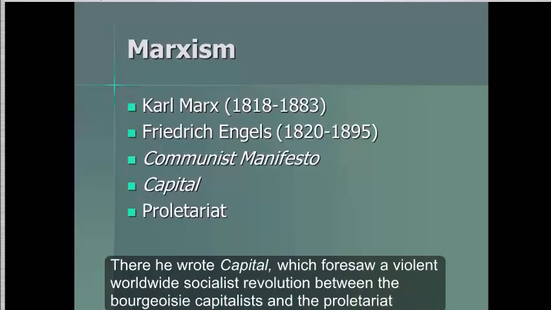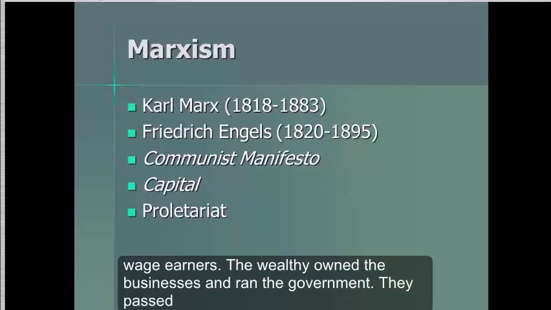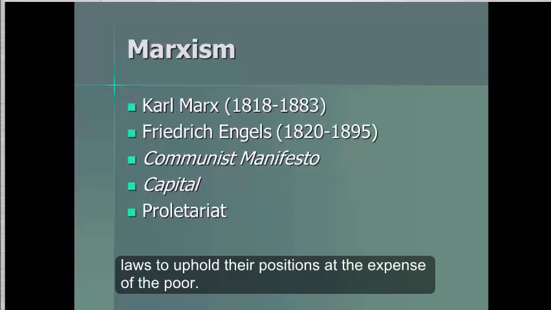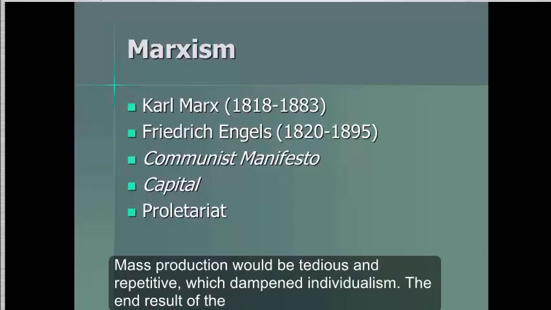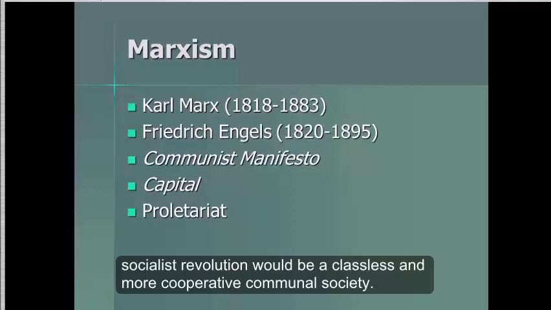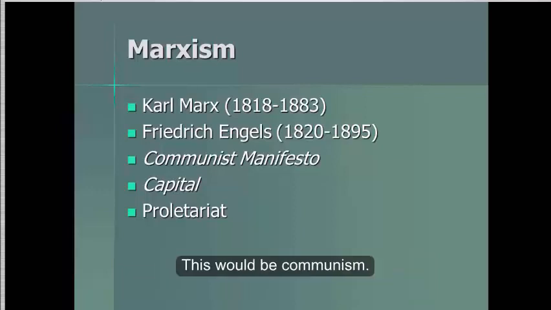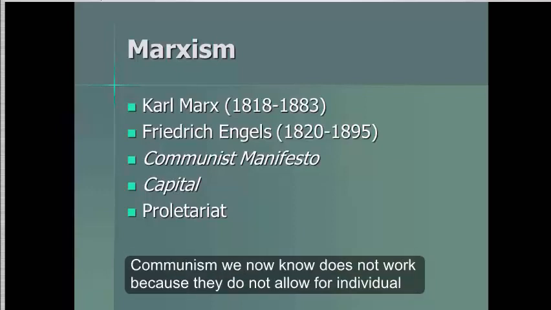There he wrote Capital, which foresaw a violent worldwide socialist revolution between the bourgeoisie capitalists and the proletariat wage earners. The wealthy owned the businesses and ran the government. They passed laws to uphold their positions at the expense of the poor. Mass production would be tedious and repetitive, which dampened individualism. The end result of the socialist revolution would be a classless and more cooperative communal society. This would be communism. Communism, we now know, does not work because they do not allow for individual prosperity.